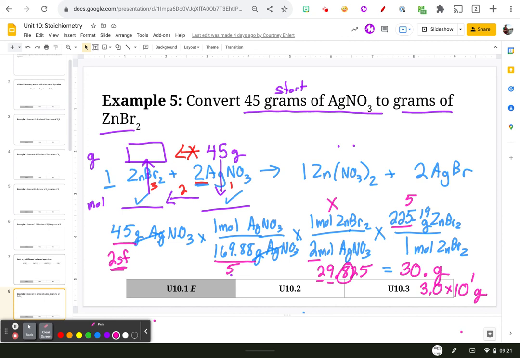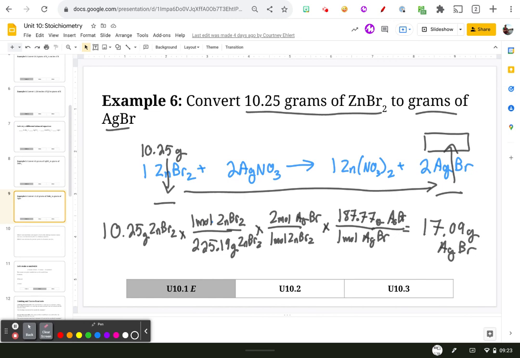So example 6, again, go ahead, stop the video, and then try example 6 on your own. And then when you're ready to check your answer, start the video up again. All right, here we go. So I get 17.09 grams of AgBr.